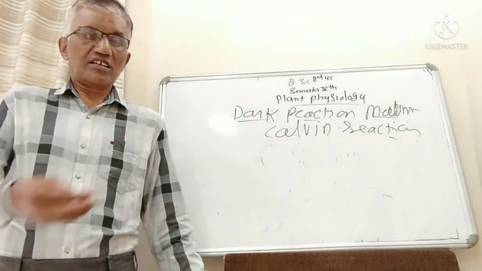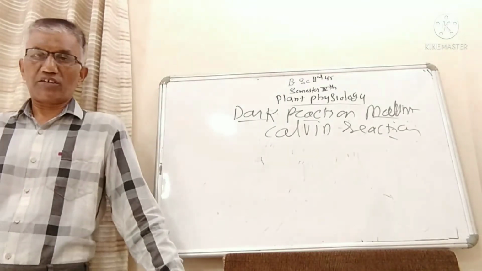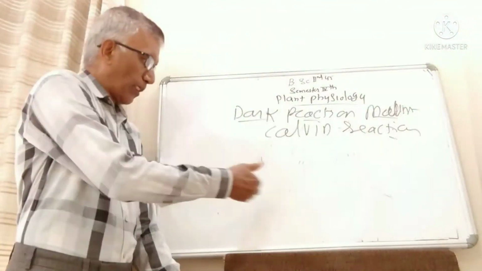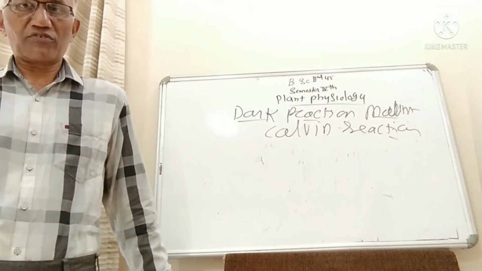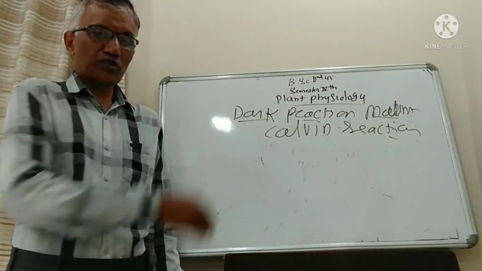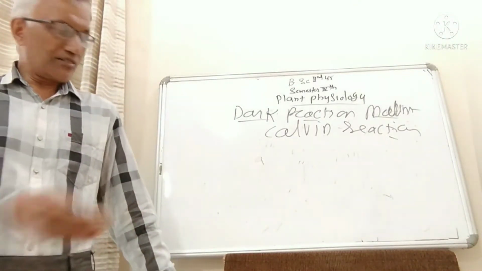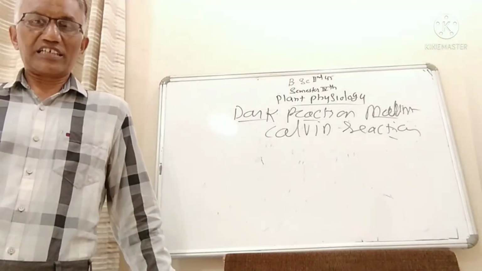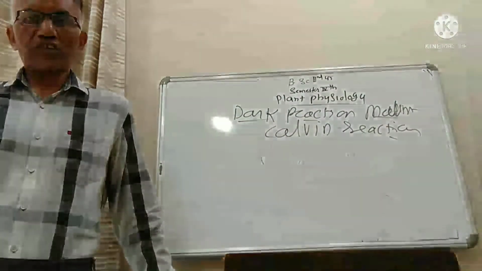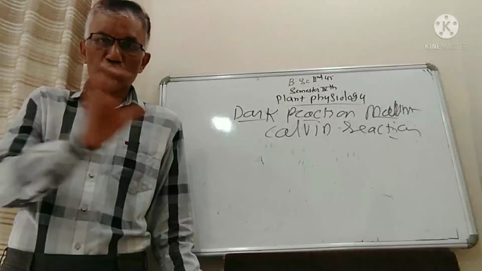mesophyll cells. Now again there is a reformation of PEP, phosphoenol pyruvic acid, which is the first carbon dioxide acceptor molecule. Again it will be ready to combine with carbon dioxide molecules. Now this will continue in a cyclic manner. There will be a fixation of carbon dioxide in most of the monocotyledons.